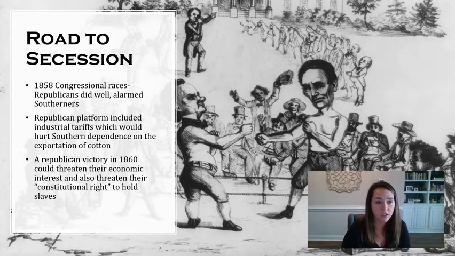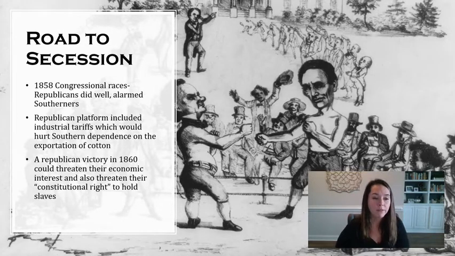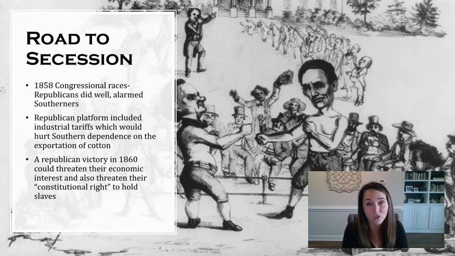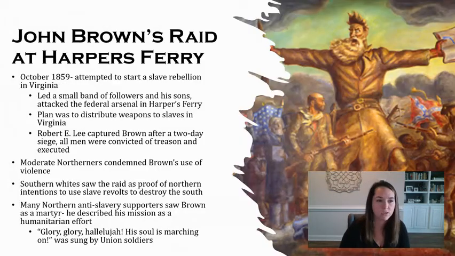So in the 1858 congressional races, Republicans did really well. They took back a lot of seats, and this is, again, alarming Southerners. The platform talks about tariffs, which Southerners say hurts them. And so Southerners start talking about a Republican victory in 1860, and what they're trying to justify is that it could harm their economic interests and the constitutional right to hold slaves. They saw the success of the Republican Party as a direct threat to their economic and social institutions.